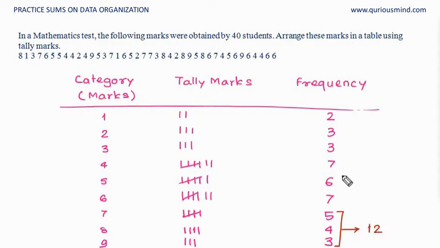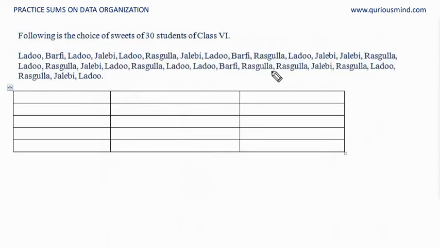And how many less than 4? Less than 4 means 4 is not included. Less than 4. So that is these 3 categories. And if we see 3 plus 3 is 6 plus 2, 8. 8 students obtained marks less than 4. Now this is the information we are getting just by organizing this data in a tabular form using the tally marks. Let's do the next one.